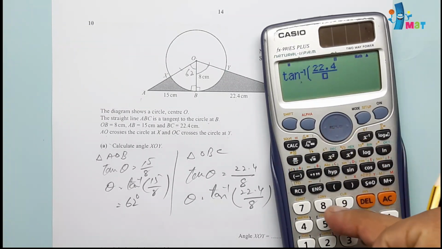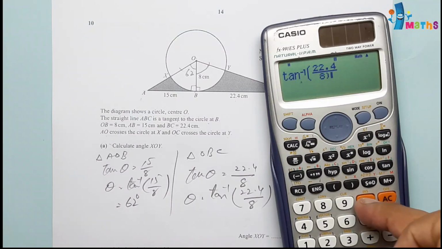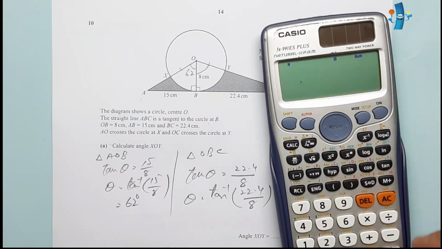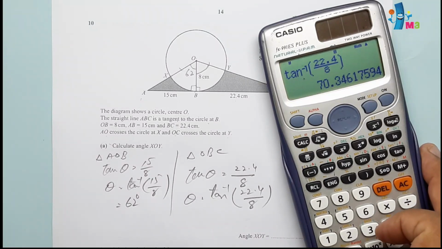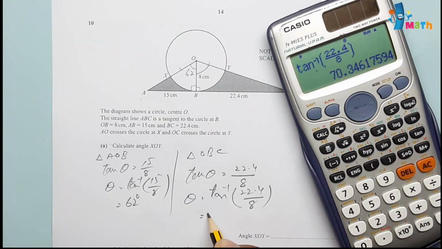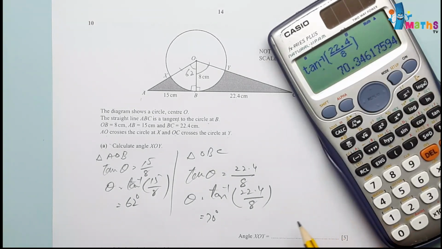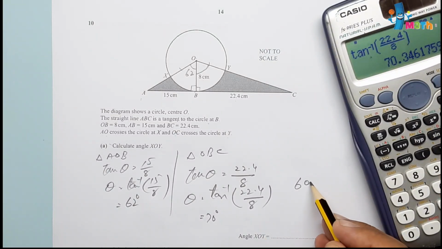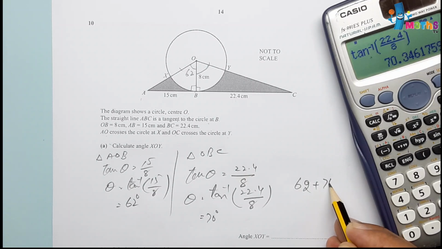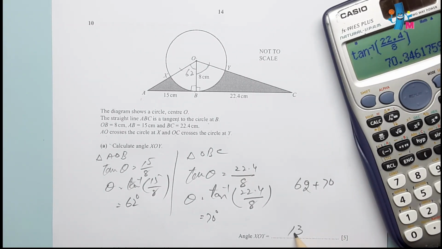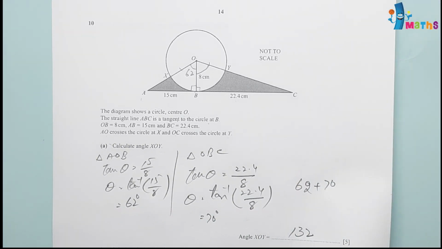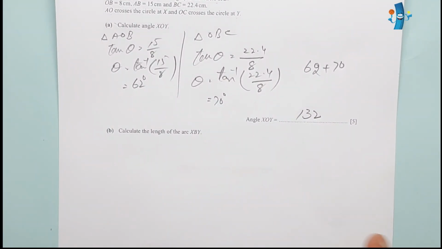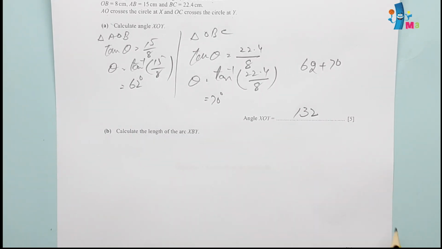22.4 over 8. This will be equal to 70.34. So this is equal to 70 degrees. So the total angle will be 62 plus 70. So 62 plus 70 will be equal to 132 degrees. Calculate the length of arc XBY.